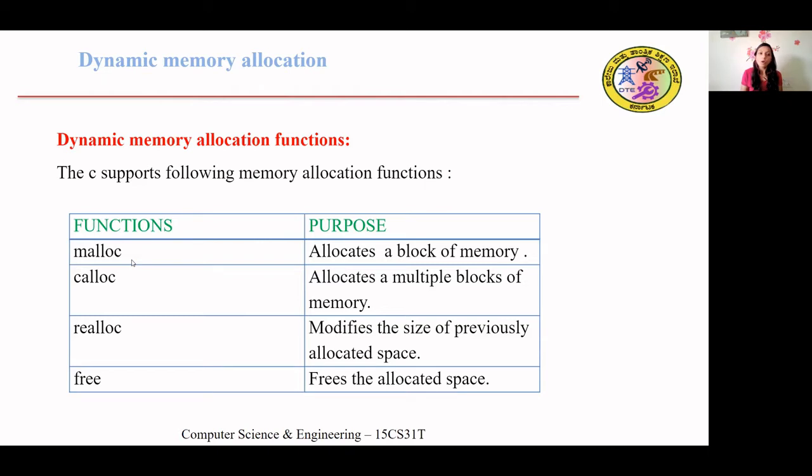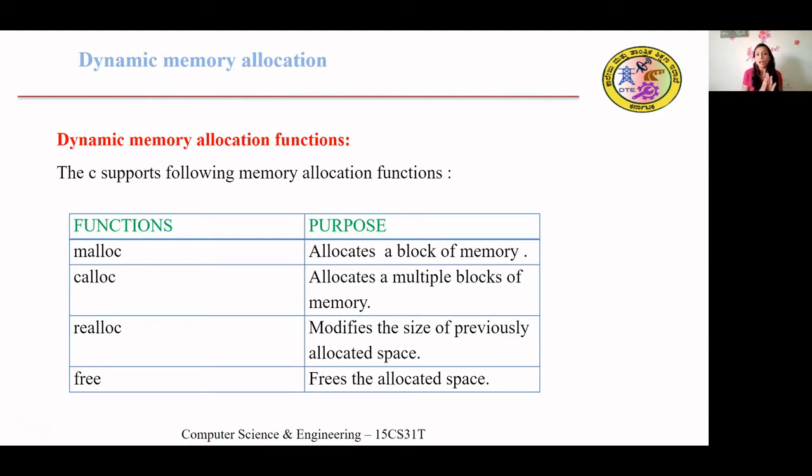Malloc and calloc are both used to allocate blocks of memory. The only difference is that malloc allocates one single block of memory, whereas calloc allocates multiple blocks of memory. Remember, m means single block and c means multiple blocks. And why do we use realloc? Maybe while using malloc or calloc you made a mistake. Say you allocated one block of size 10 using malloc, and later you want to change it to 12. At that time you have to use realloc. Realloc helps you modify the size of previously allocated space.